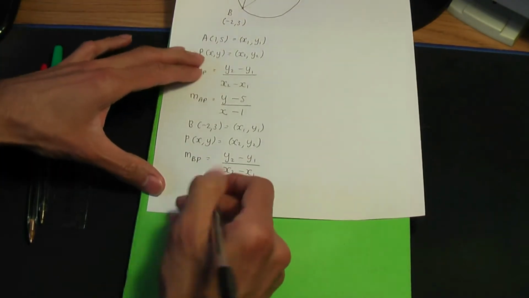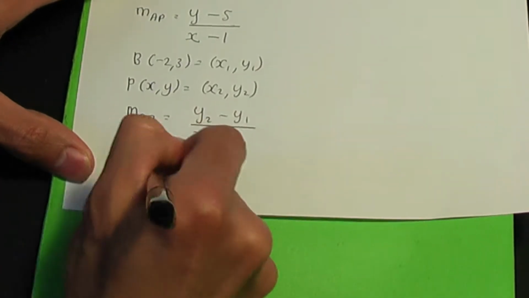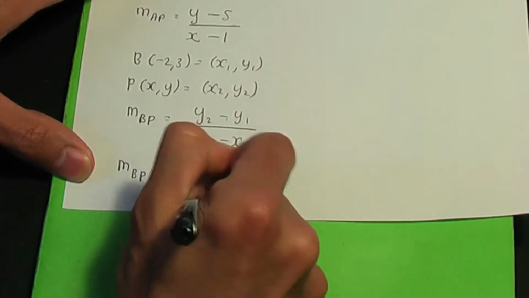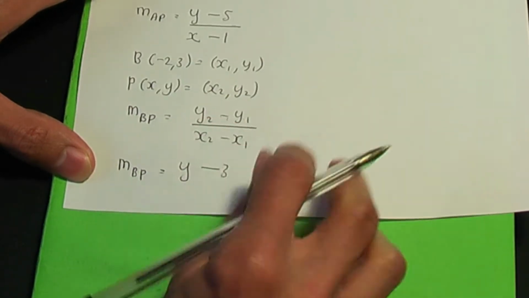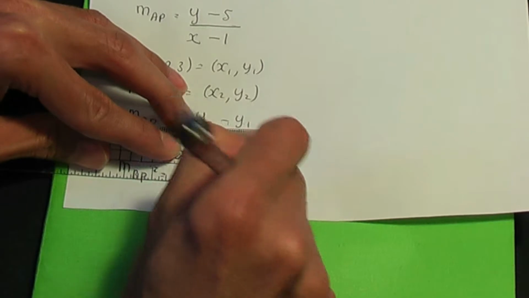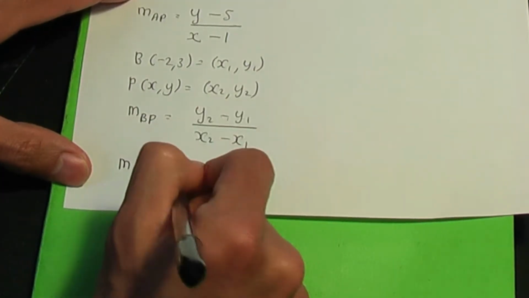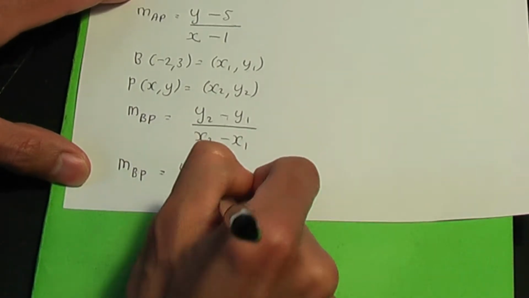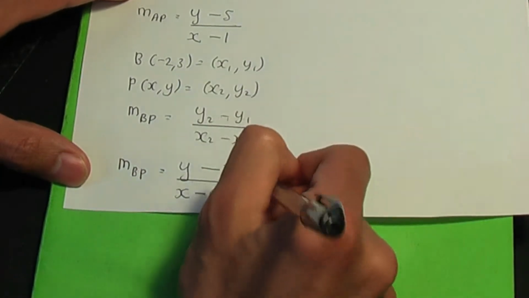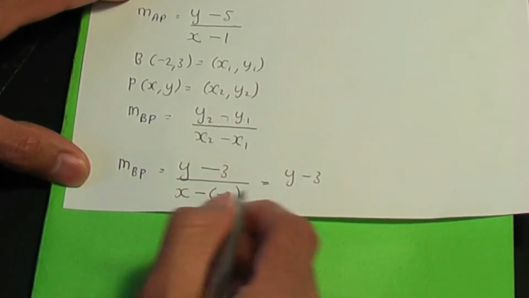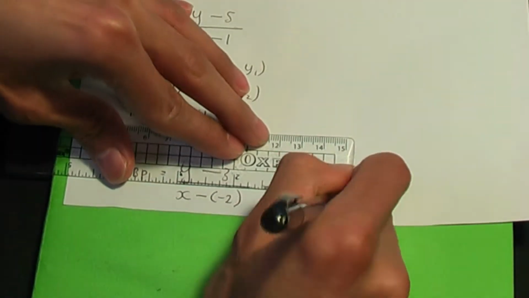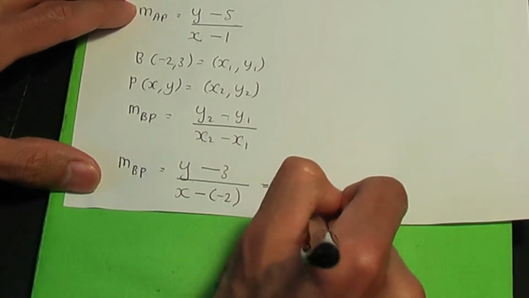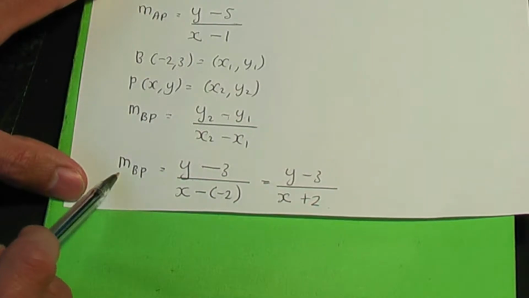So let's substitute the given data. MBP will be y2, which corresponds to y, minus y1, which corresponds to 3, divided by x2, which corresponds to x, minus x1, which is minus 2. So it's minus of a minus 2. If I expand the brackets, I'll get y minus 3 over x plus 2 in the denominator. So this is the gradient of BP.